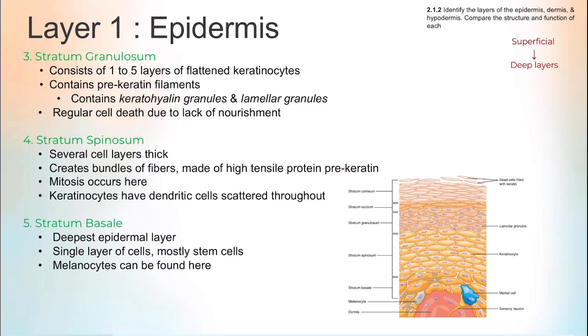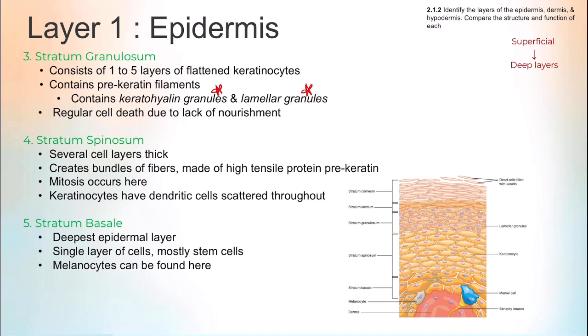These cells are going to contain prekeratin filaments. These are going to be known as our keratohyalin granules and lamellar granules. Be aware of both of these. These were a FRQ question last year. There are also about 3 questions in the bank regarding these little guys right here. With our stratum granulosum, again, we're seeing that regular cell death.